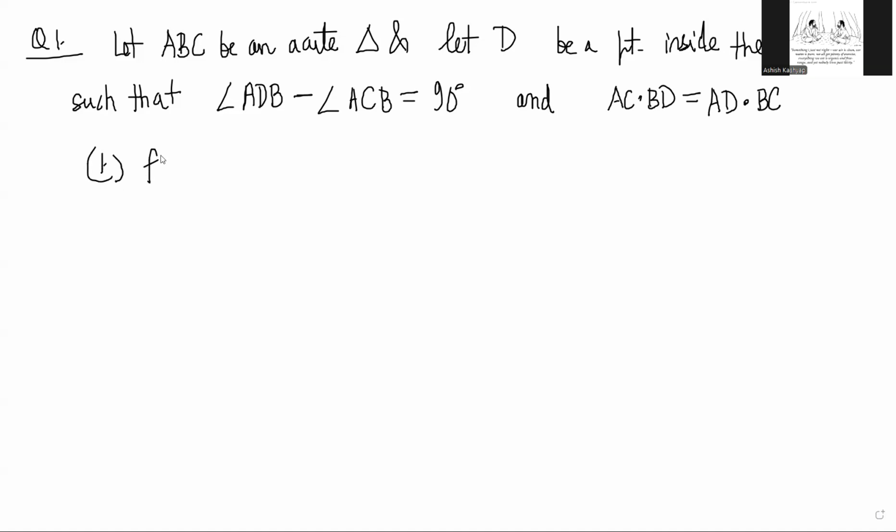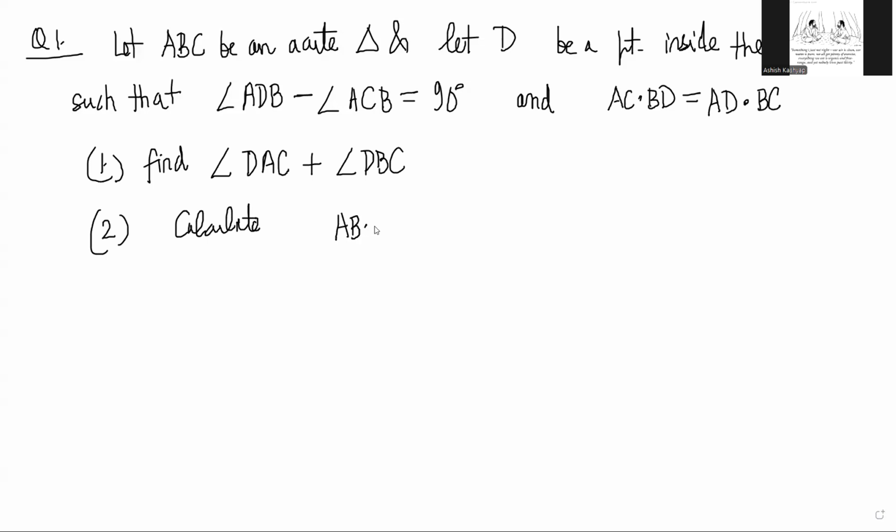First part is find angle DAC plus angle DBC. Second part of the problem is calculate the ratio AB into CD divided by AC into BD. So that is the first problem.